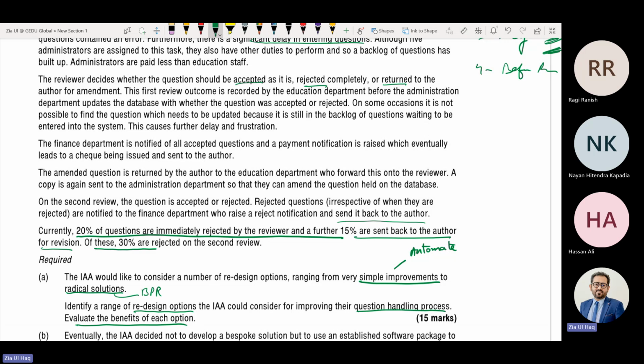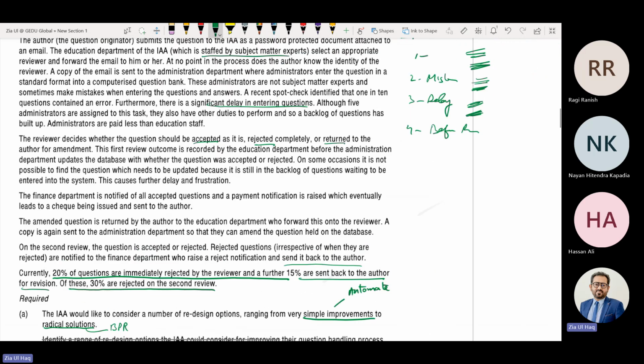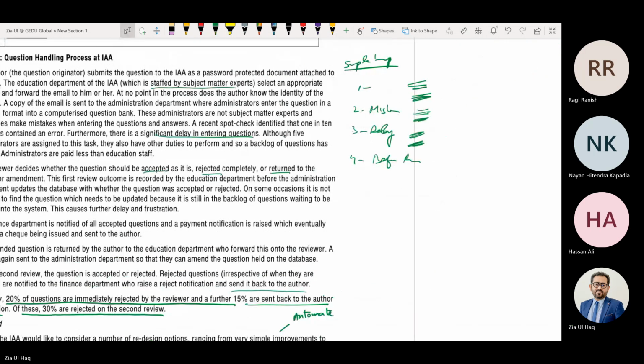Of these, 30% are rejected on the second review. 30% of 15%? 5. This means 25% of questions are rejected that you have entered into the question bank. Now you are finding and removing them. So this is a huge cost. So 4 issues we can identify and we can provide their recommendation. This is what a simple improvement is.